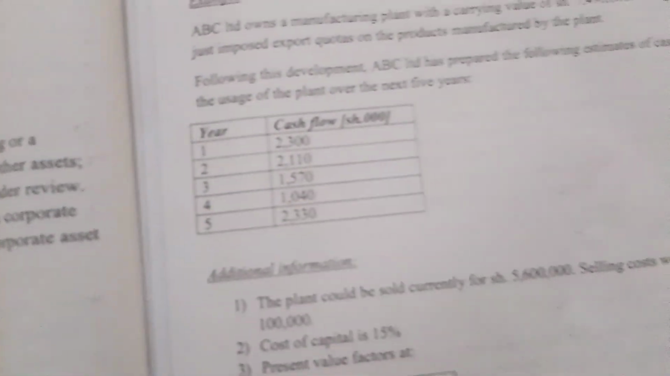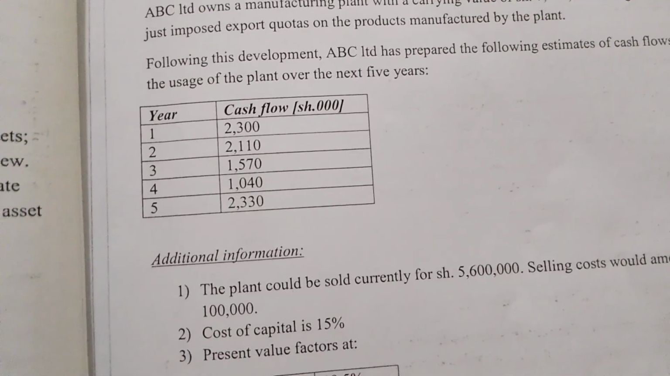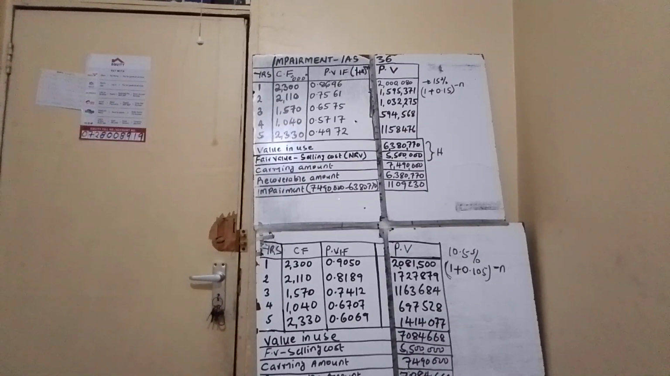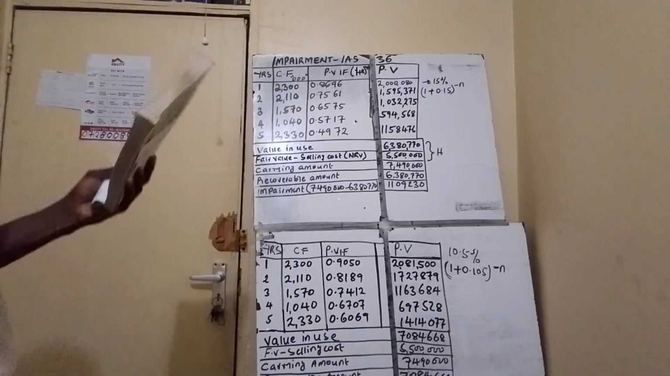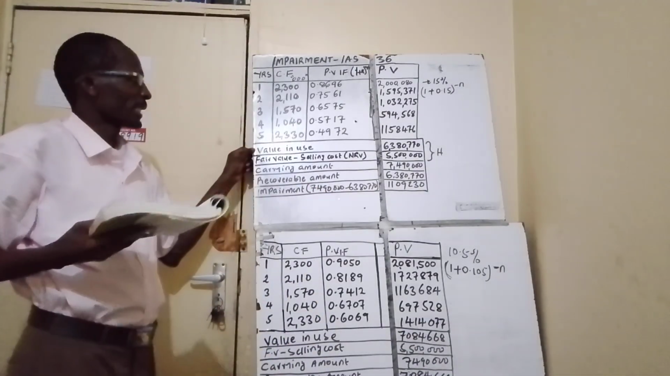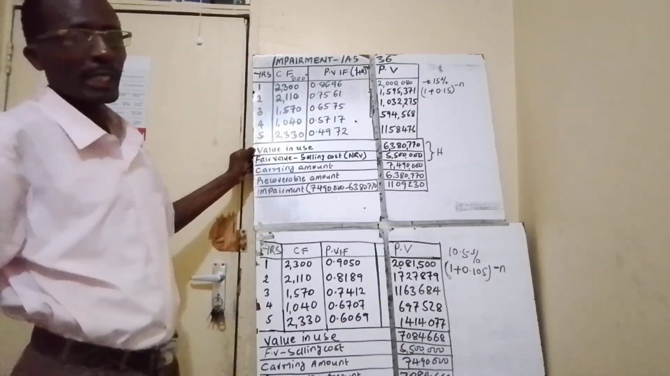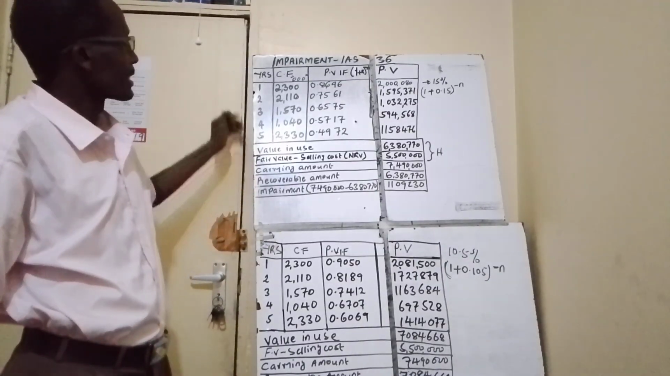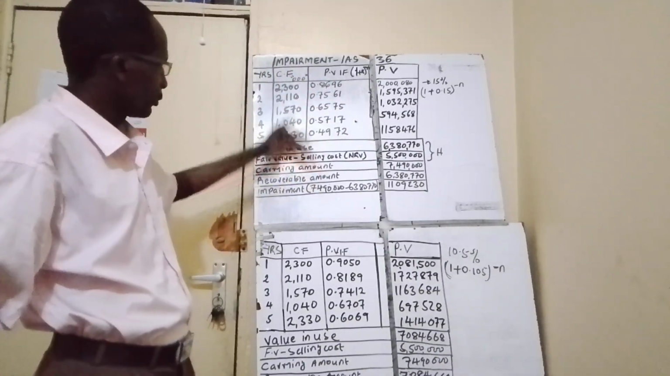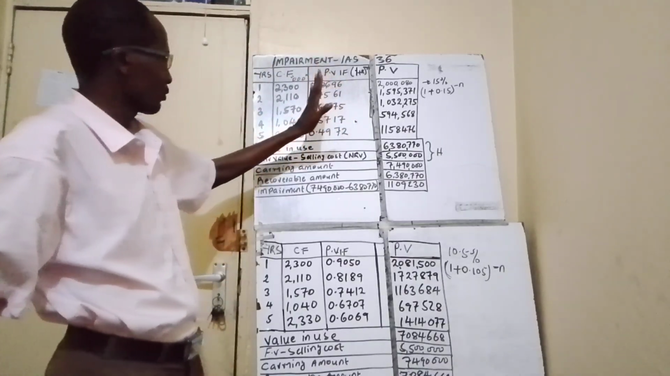See the cash flows there? Year 1, 2, 3, 4, 5. Those were the cash flows. Then what you do, for us, the first thing is to calculate the value in use. And you know how to calculate value in use. It is the present value of expected cash flows.